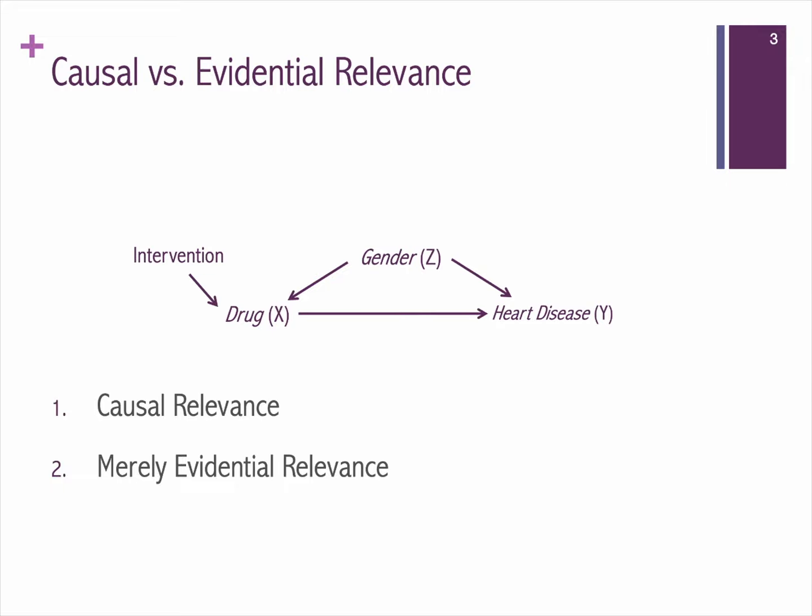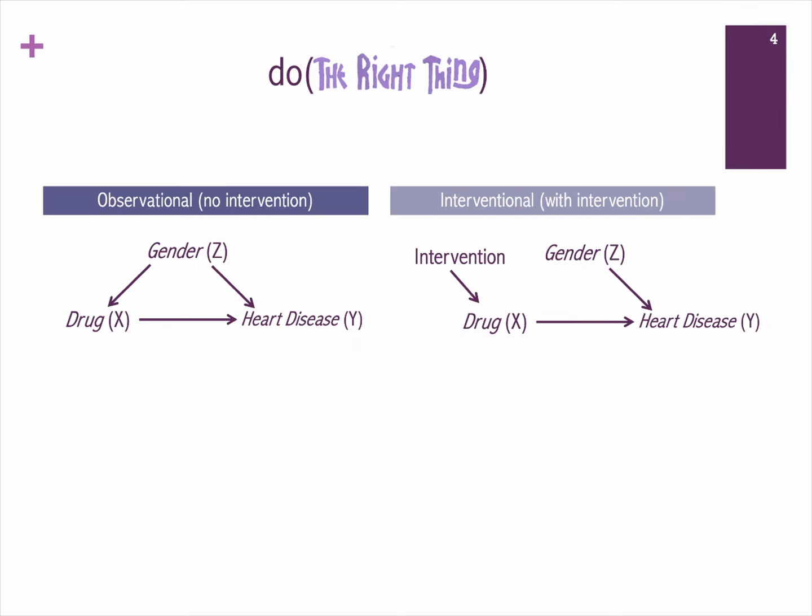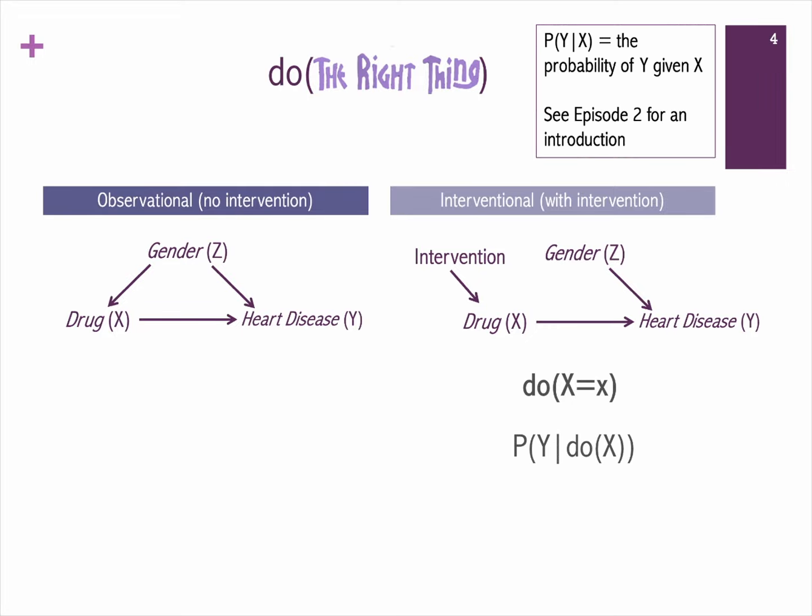As you may know, a common way of disentangling between these is by intervening on the drug, that is, by randomly assigning individuals to take the drug so that their taking the drug is uncorrelated with gender. Such interventions are sometimes represented as breaking the arrows into the intervened upon variable. We denote interventions on X with the notation do X, where the probability of Y given do X corresponds to the probability distribution of Y given interventions on X.